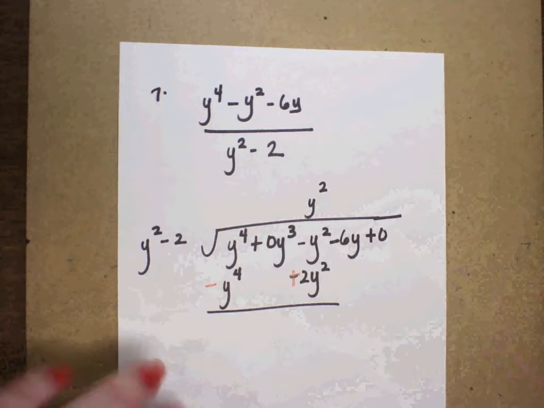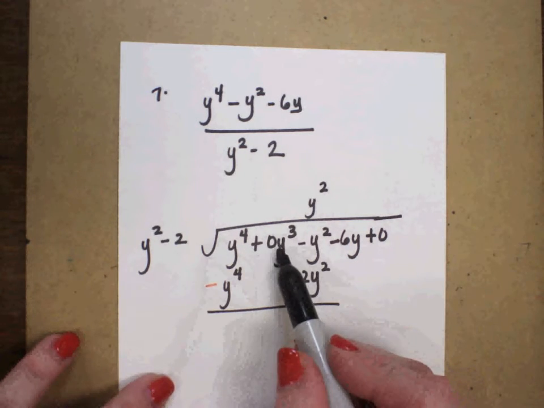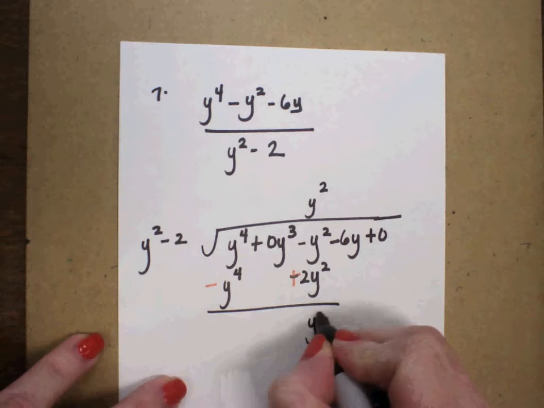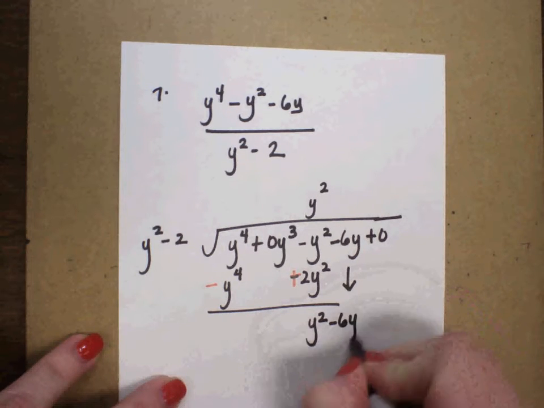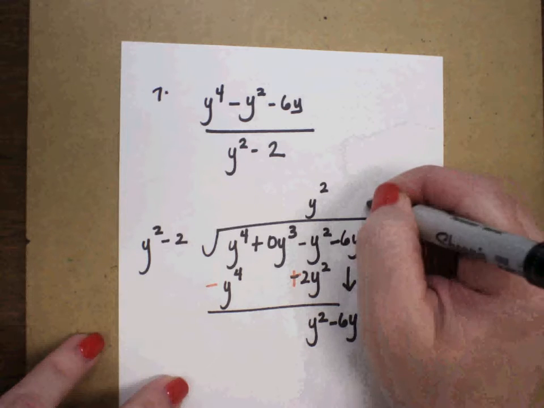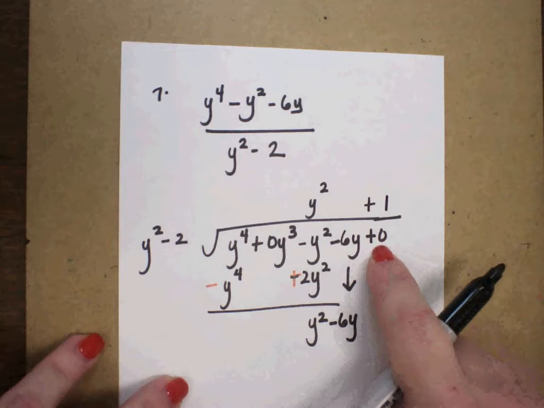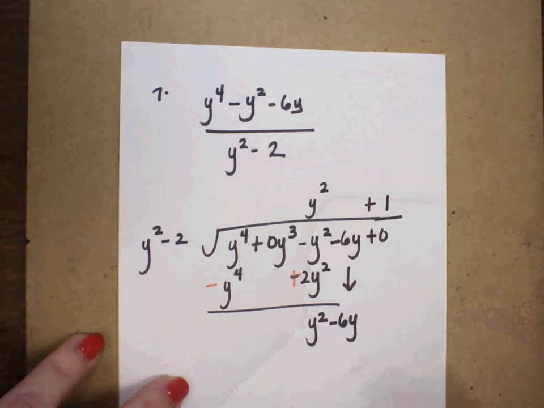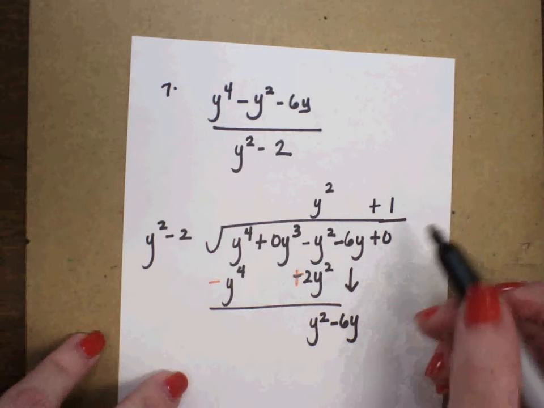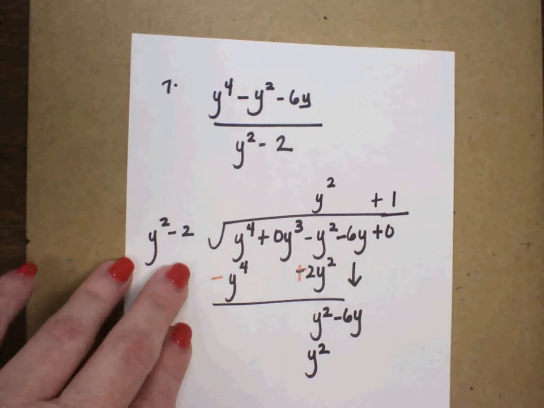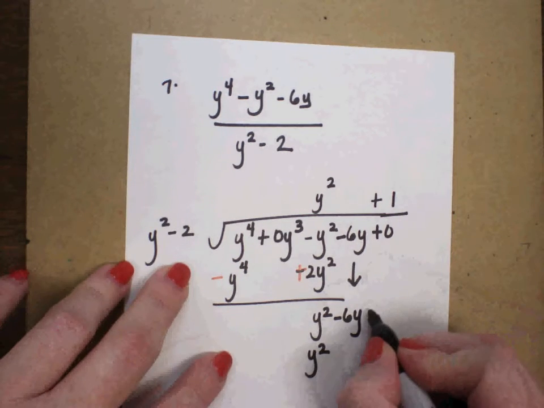But what is negative y squared plus 2y squared? Y squared. And then bring down the negative 6y. Thank you. Plus 1. And I'm going to write it all the way over here because that's where the number is. You can write it right beside it. It's okay if you want to. Just make sure that you don't get confused. Alright, so 1 times y squared would be y squared. I got to bring down that 0, don't I? So that I can put that number that I'm getting ready to multiply. What's 1 times negative 2?